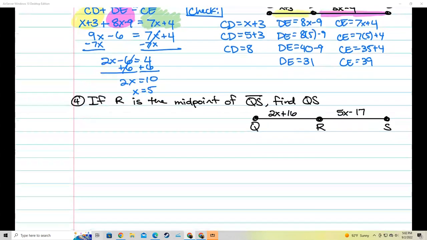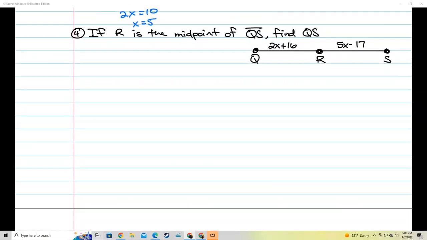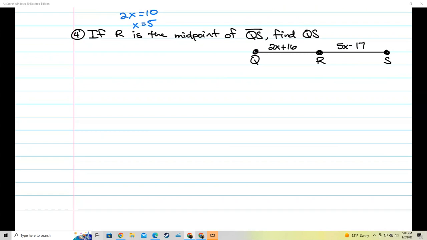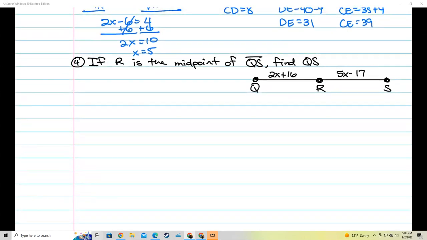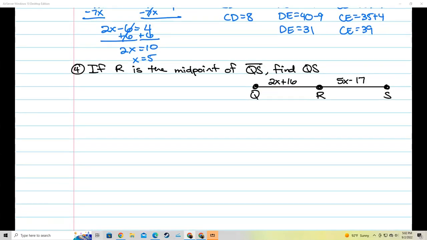All right, last one. This is number 4. It says if R is the midpoint of QS, find QS. Now, something being a midpoint is very, very important. It's not just some random point. It's a point exactly in the middle. And when a point is exactly in the middle, that makes it so that the properties of these two little segments, if it's exactly in the middle, then that means this segment is exactly the same size as this segment. And that's important. So let's go ahead and put a little thought bubble on that midpoint.